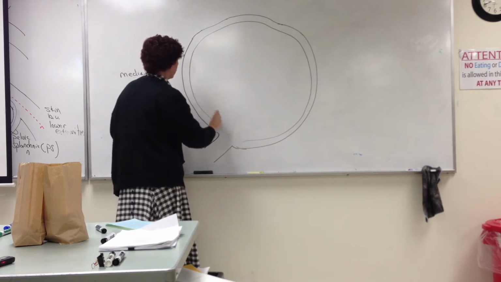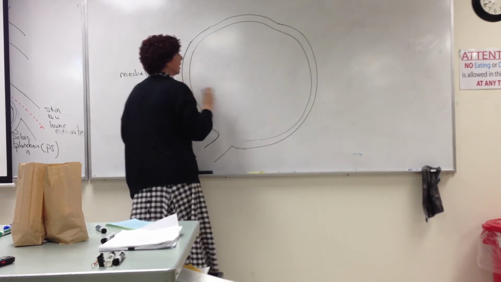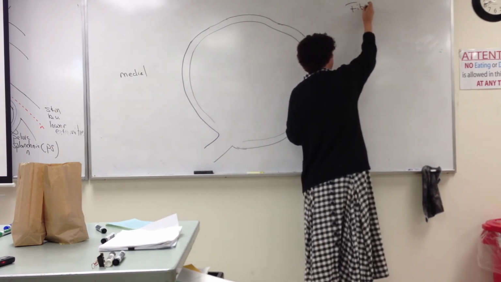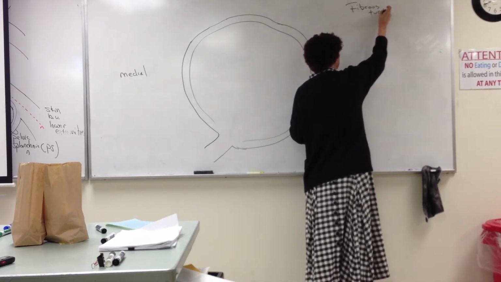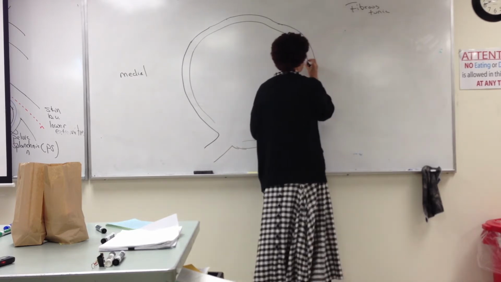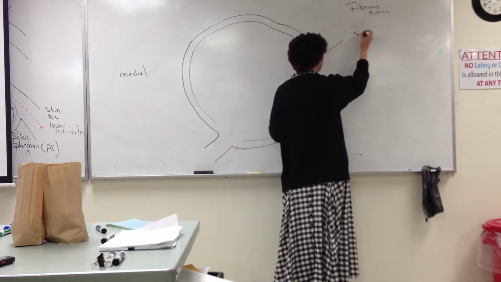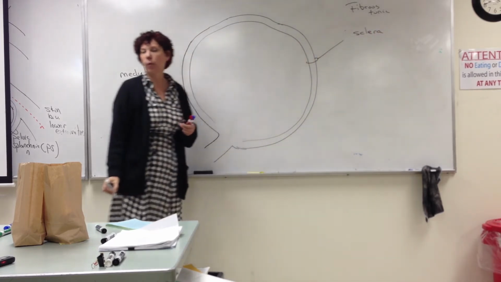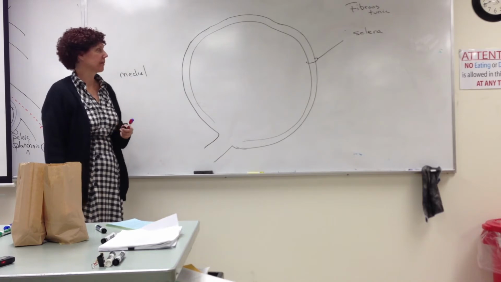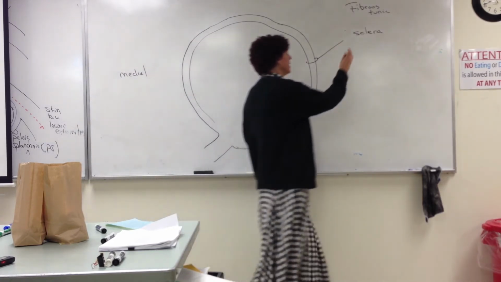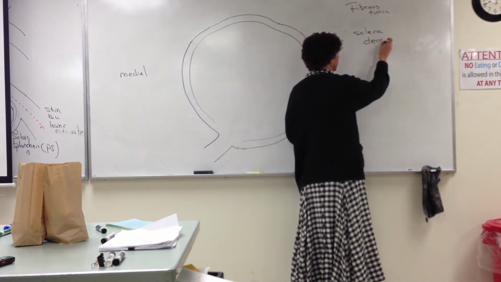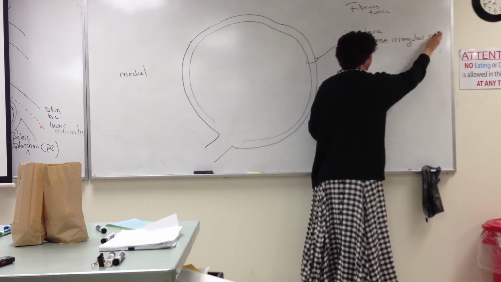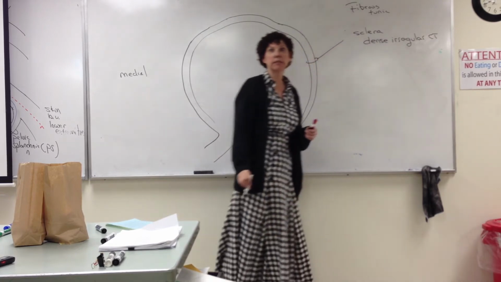So the outermost covering has two components. It's part of the fibrous tunic, and this portion is known as the sclera. It's what you know and hear about as the white of the eye. It's formed of dense, irregular connective tissue, like many of the capsules of our organs.